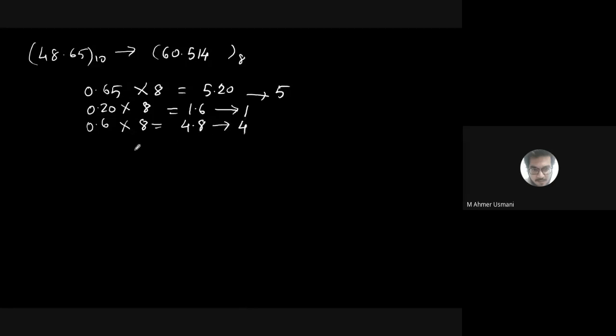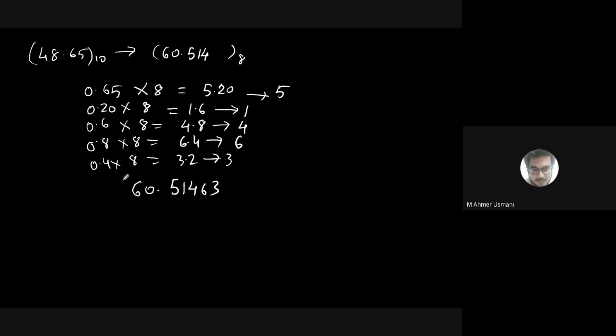We take 0.8 multiplied by 8, and we get 6.4, so we have 6 over here. We take 0.4 multiplied by 8, we get 3.2, so we get 3 over here. So the total number that we get is 60.51463. Is this the answer everybody got? Yes, sir. Okay, so this is the octal number that we get.